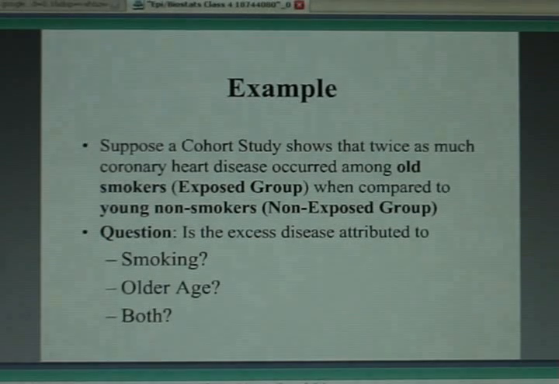So there are two differences in these two groups. The smoking group has two bad things going for them. They're smokers, and that's probably a bad thing for you in terms of increasing your risk of heart disease. But they're also old, and we know that heart disease occurs more often among older people than among younger people. So is the twofold increase in the incidence of coronary heart disease among the old smokers due to the fact that they smoked, or due to the fact that they were old, or due to both factors? And that's what we think about when we talk about confounding.